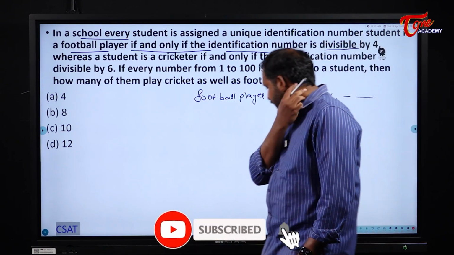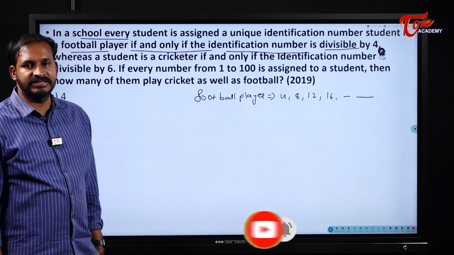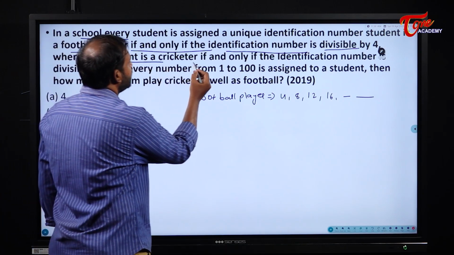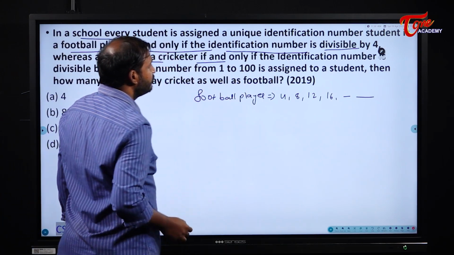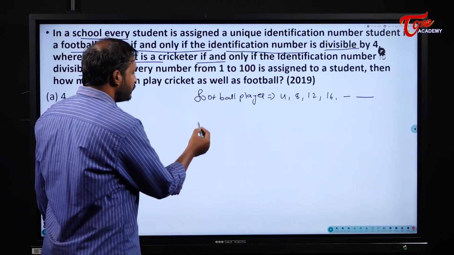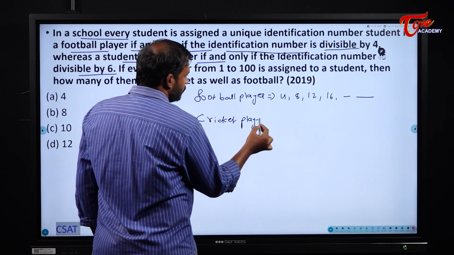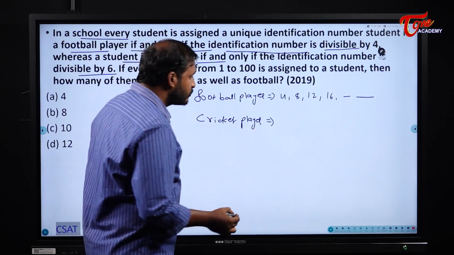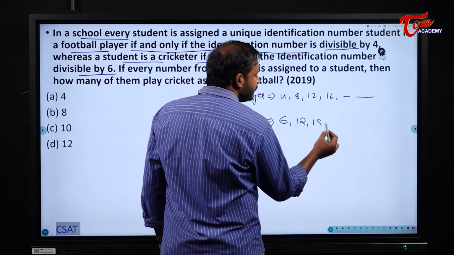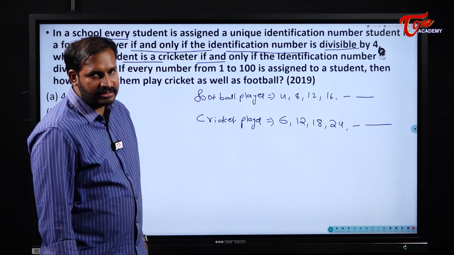His number should be like this. Football player numbers will be 4, 8, 12, 16 and so on. Whereas a student is a cricket player if and only if the identification number is divisible by 6. That means if he is a cricket player, his identification number should be multiples of 6: 6, 12, 18, 24, something like this. His identification numbers are in this manner.